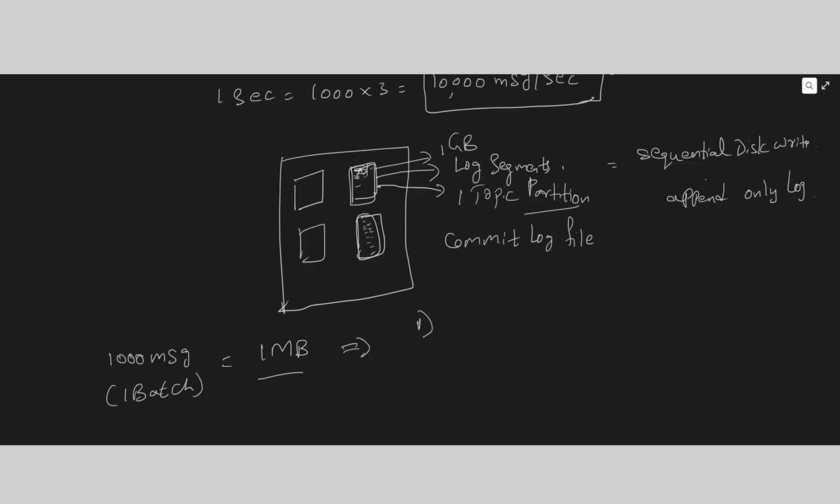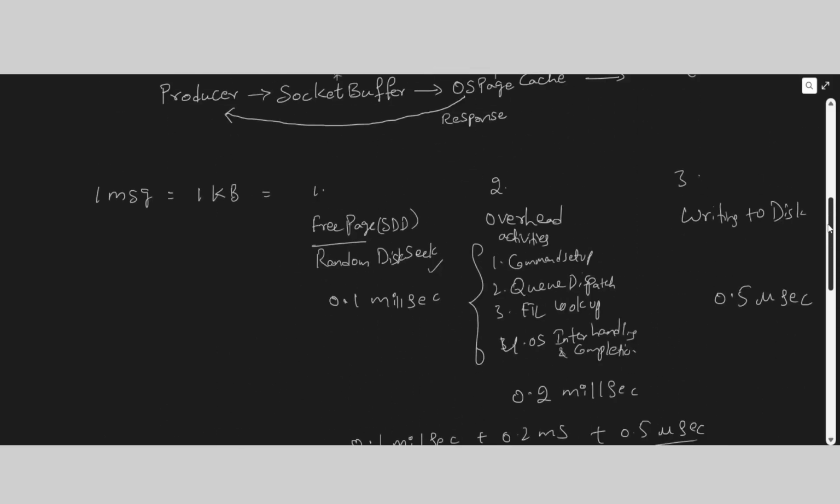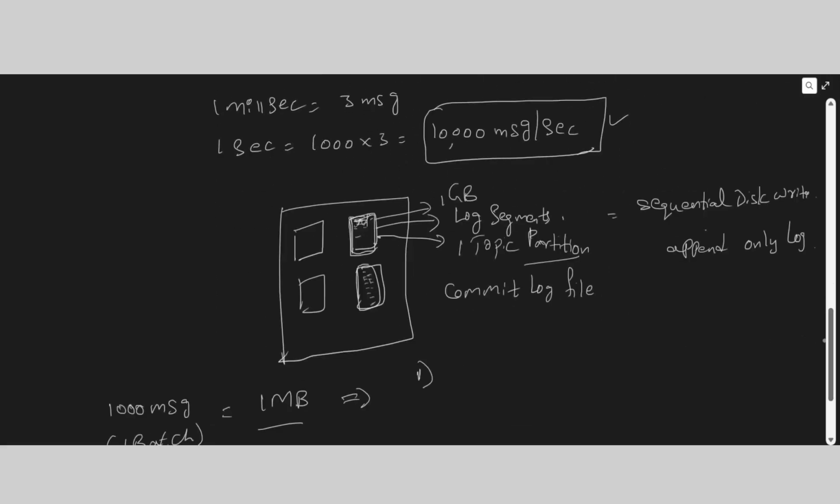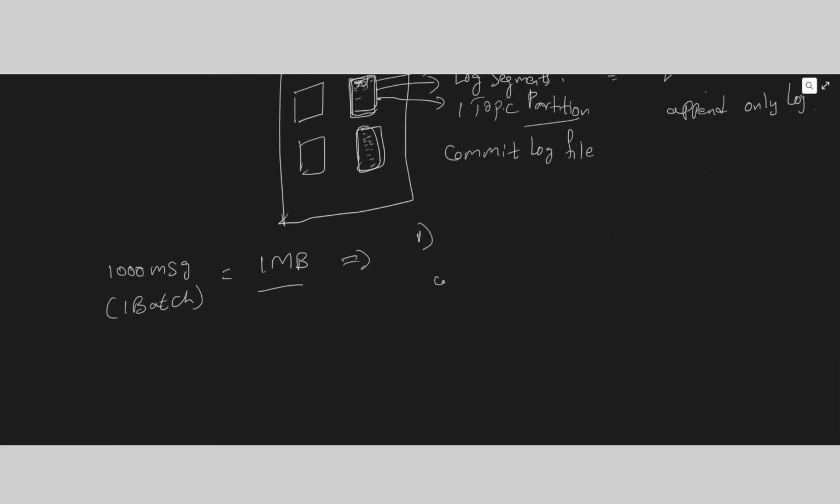To find this log segment, the free space for this one, it took the same time as before, 0.1 millisecond. But from the second message till the 1000th message, do you think again we have to do 1000 times 0.1 millisecond? No. Why? Because we are not doing the random seek from the second message, right? Only for one message will we find that.